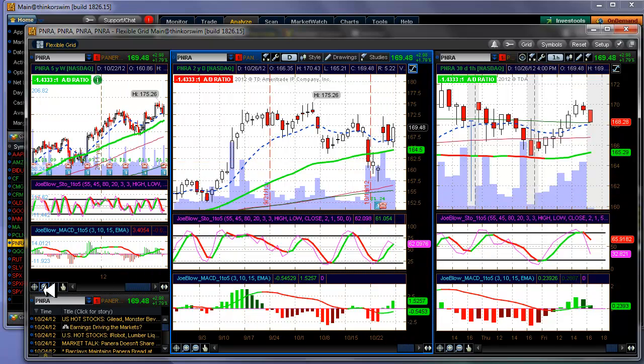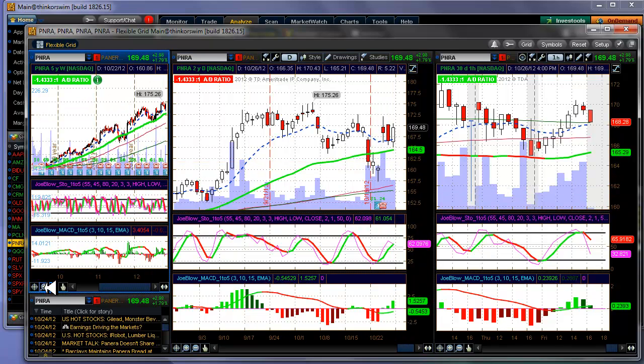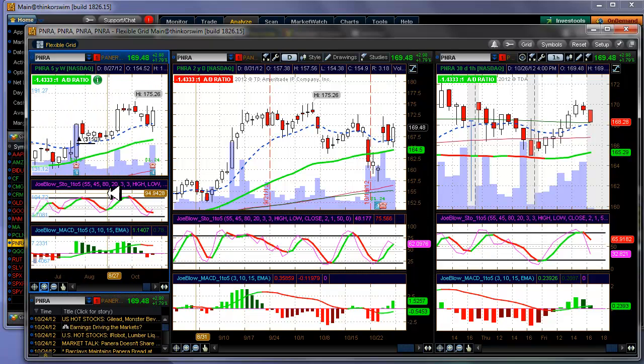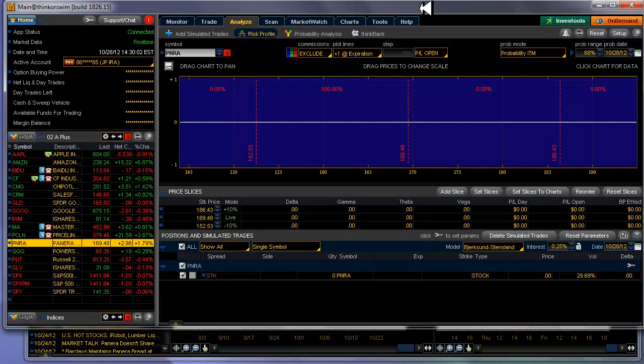What is it going to do? Do not assume that because the market's down that these stocks are going to be down also. Some of them move contrary to the market, either daily or weekly or monthly. So keep that in mind.